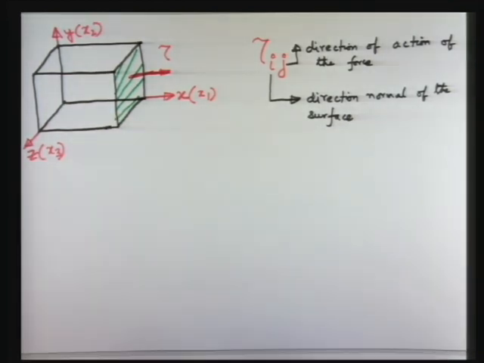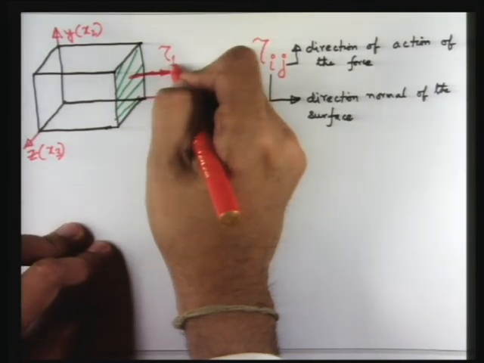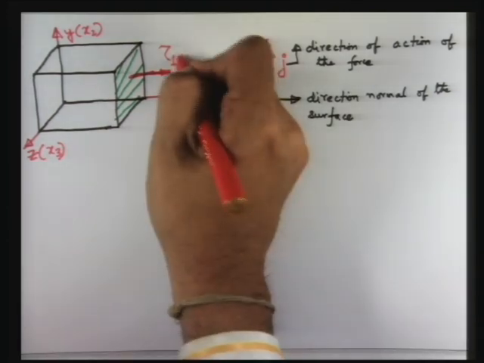So the first index is 1 for x1, and the second index is the direction of action of the force. What is the direction in which this force is acting? That is also acting in the x1 direction. So this becomes tau 11.